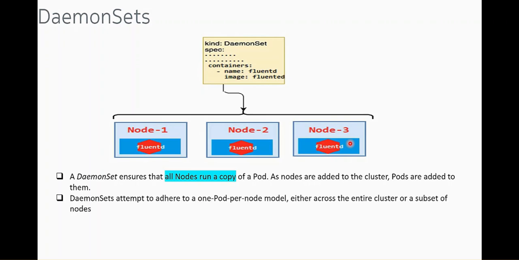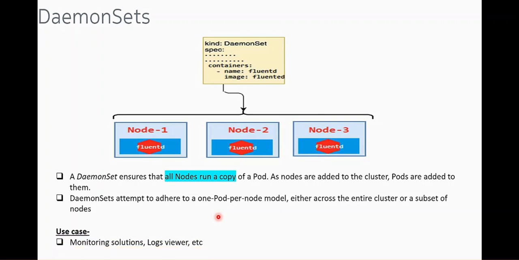Daemon sets attempt to adhere to a one pod per node model, either across the entire cluster or a subset of nodes also. So it is also possible that you group your nodes via some labels, and you want a copy of a pod on a particular group of nodes. That can also be done from a daemon set. And you must be thinking, what is the use case for this?